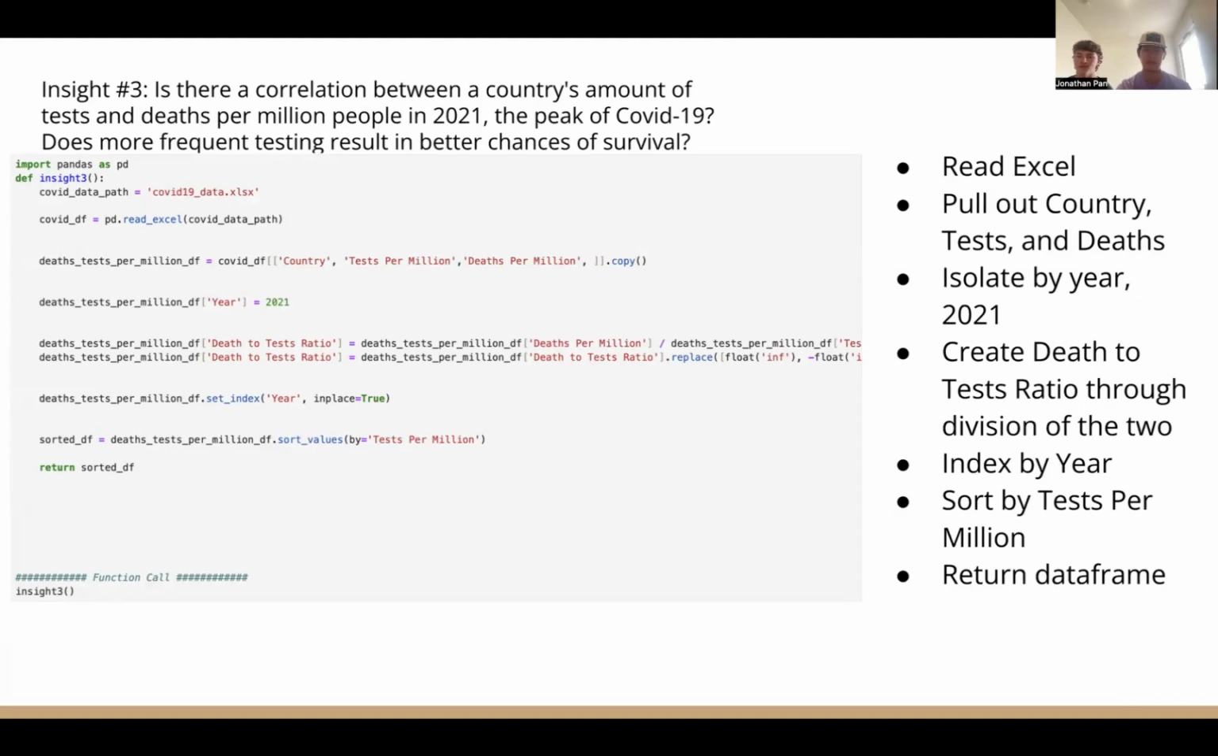So firstly, we read the Excel, then we pulled out the country, the tests, and the deaths per million. We isolated by the year 2021, and then we created a new column called death to test ratio by dividing deaths by tests. And then we indexed by year, we sorted the tests per million to get the highest and then the lowest, and then we returned the data frame.